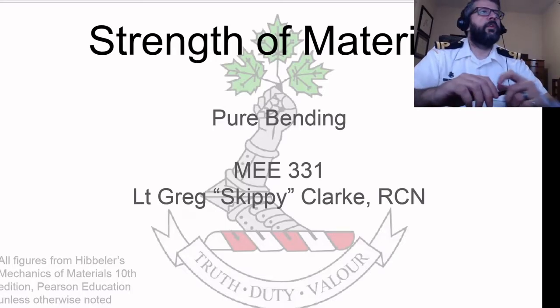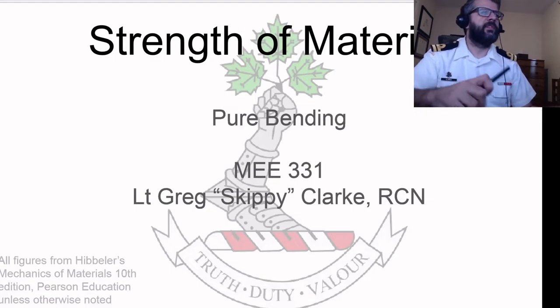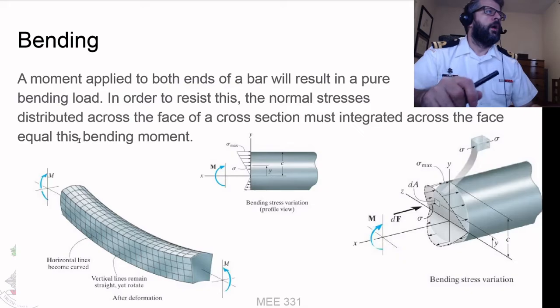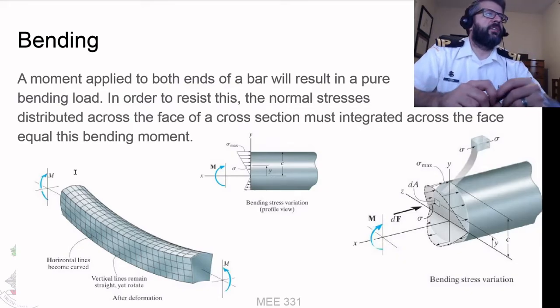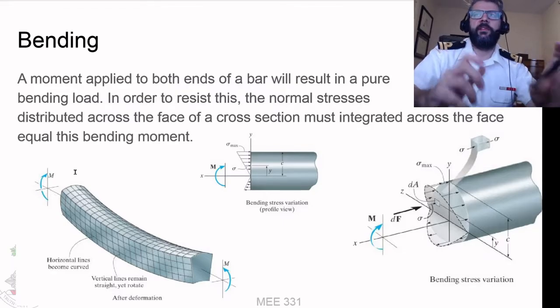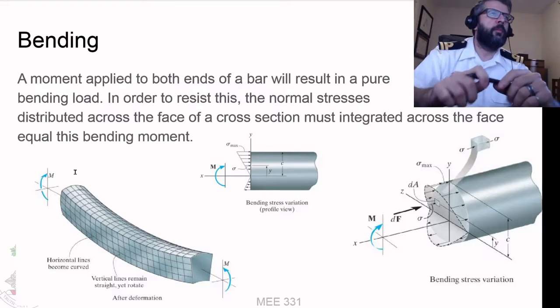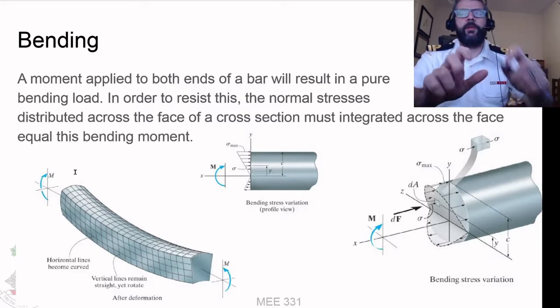Let's go over some of the theory behind pure bending, and in this we'll delve a bit deeper than we did last year. So just a quick recap, of course. Bending, you've got a moment applied to either end. If that's all you're doing, then you've got a pure bending moment. No shear load. It'll be constant throughout.